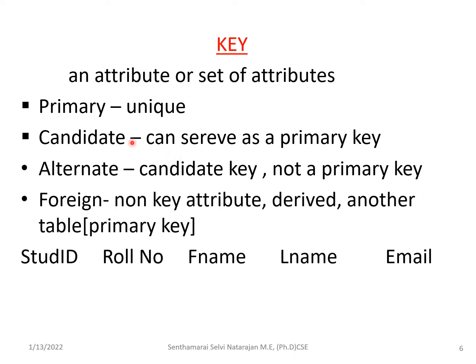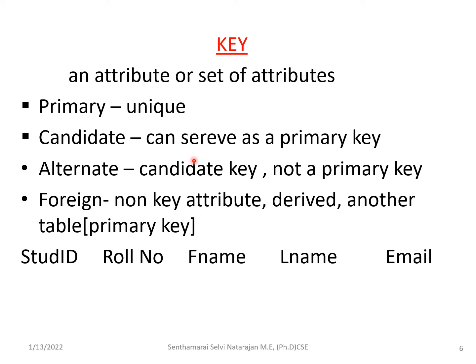Okay, we will now understand what these terms refer to. A primary key should be unique. Unique in the sense that, for example, the ID or the roll number of a student are all unique, and that value will not be repeated for other records. And then the candidate key can serve as a primary key.